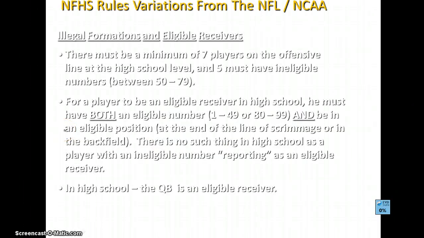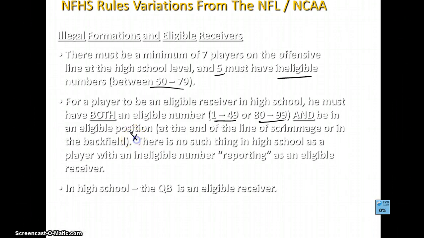Before we get started, let's see what the high school rules state about who is eligible and who is ineligible. There must be 7 players on the line of scrimmage in high school, and also 5 must have ineligible numbers, meaning 5 players in the field must have jerseys with numbers between 50 and 79. For a player to be eligible in high school, he must have both an eligible number, which is either 1 to 49 or 80 to 99, and be in an eligible position, such as at the end of the line of scrimmage or in the backfield.